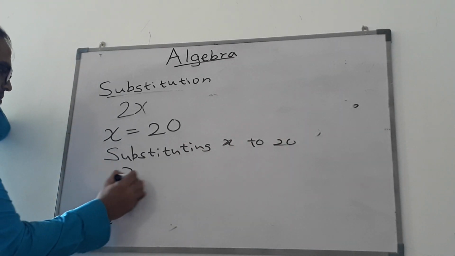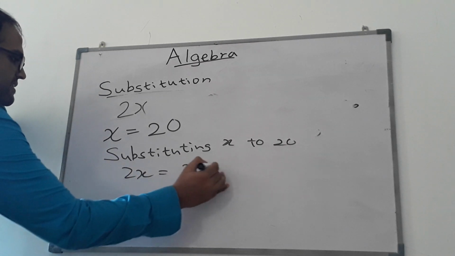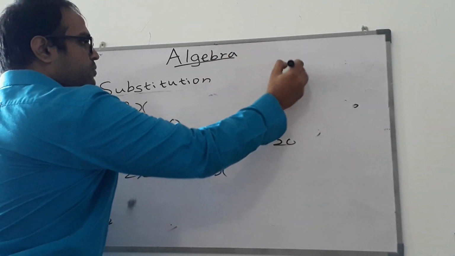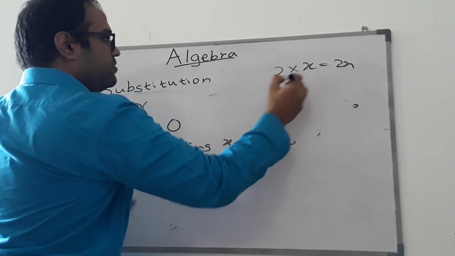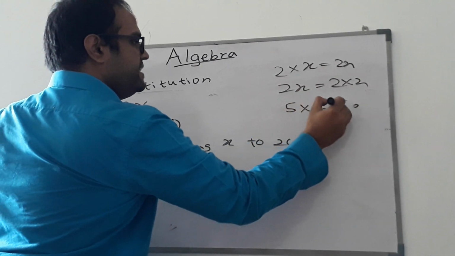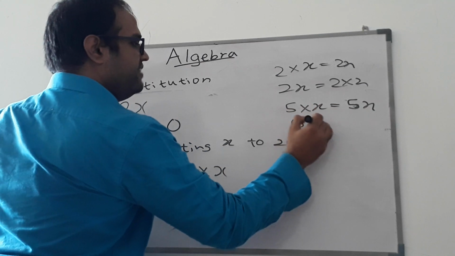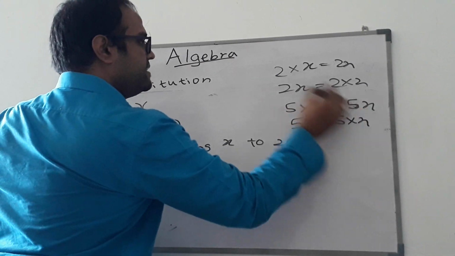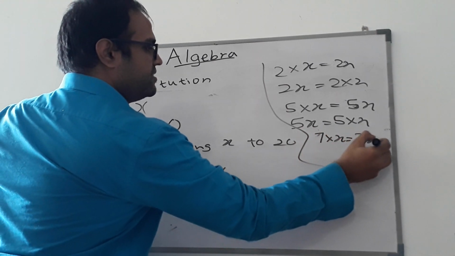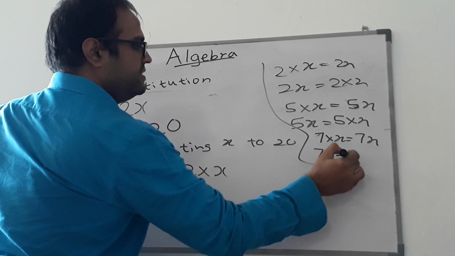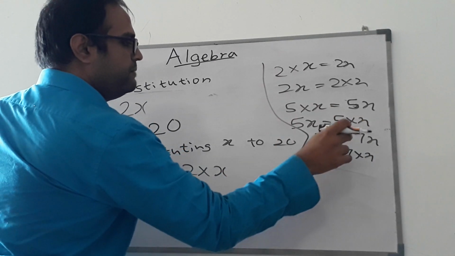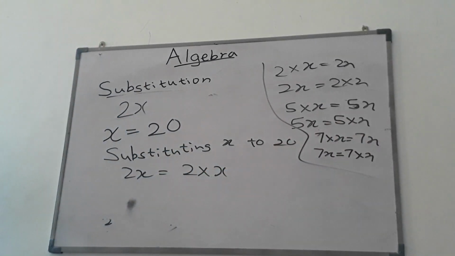We know 2x means 2 times x. I taught you during the last video, if it is 2 times x, this is 2x. So 2x can be written like 2 times x. 5 times x means 5x, so we can write 5x as 5 times x. Same as 7 times x means 7x, so 7x can be broken as 7 times x.